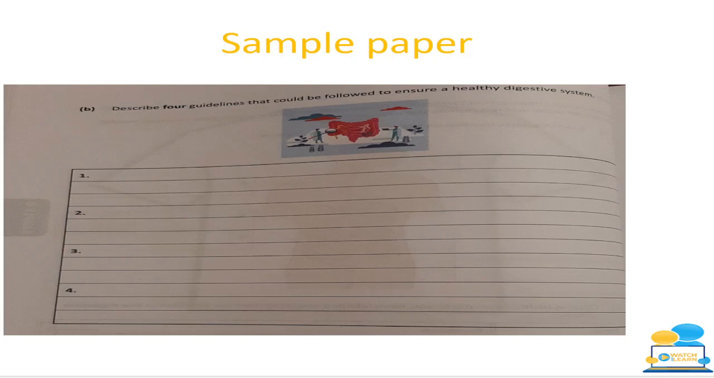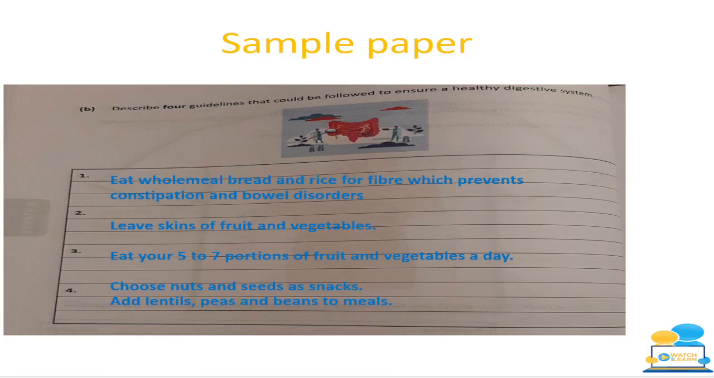So this is why we have reviewed the fibre, okay, so that we could get back to this point to show how the different chapters are actually all entwined. So for example, here you're eating your wholemeal bread and rice, which prevents constipation and bowel disorders. You need to put that extra bit of information. Leave skins on fruit and vegetables. So for example, leaving skin on an apple.